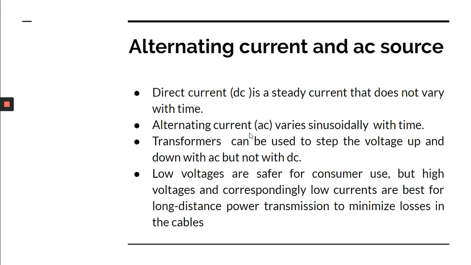Alternating current varies sinusoidally with time. What we are using in our homes, or in India, what source is used for domestic purpose, this is an alternating current source. Many scientists and engineers argued that alternating current is better for domestic as well as commercial purpose in comparison to DC current.